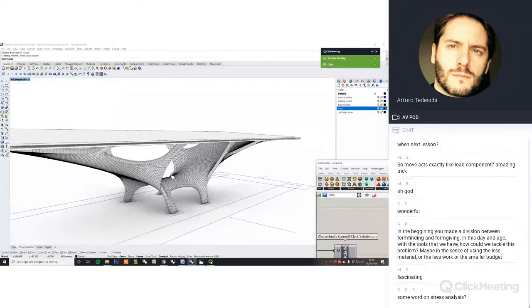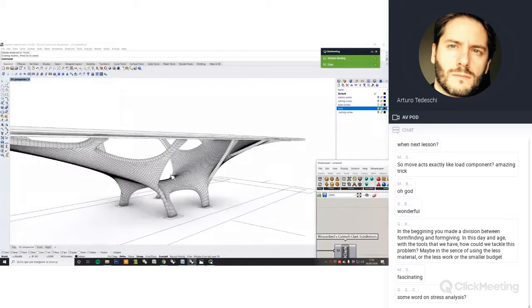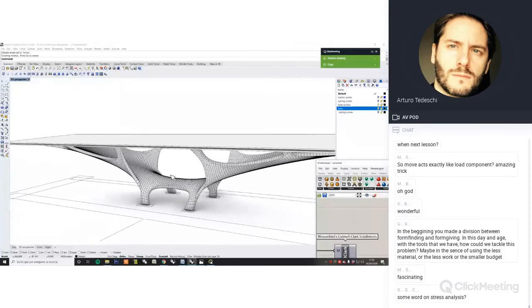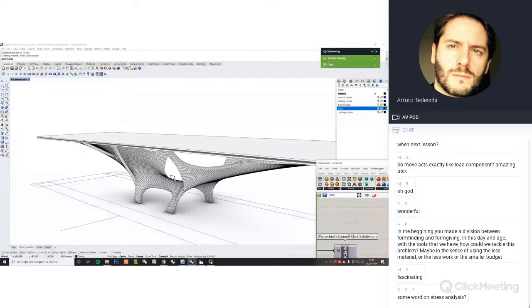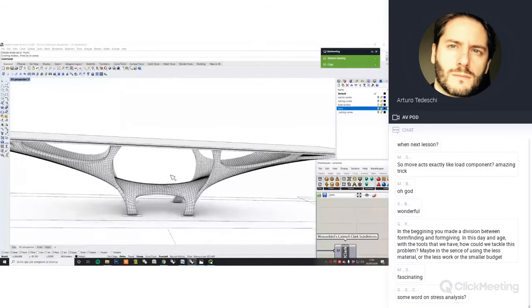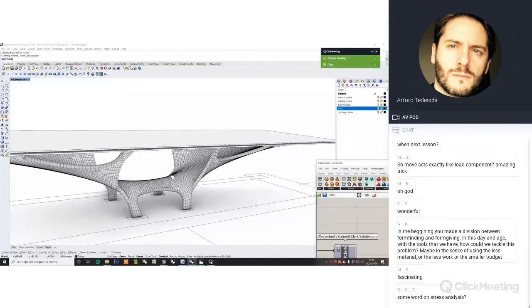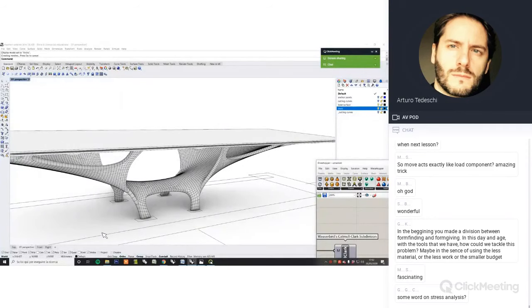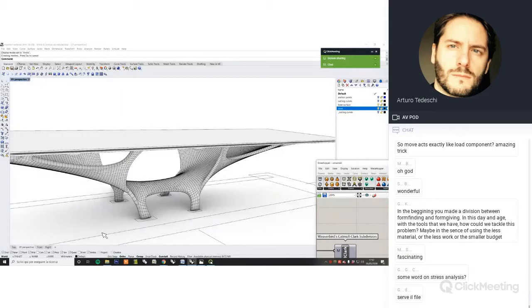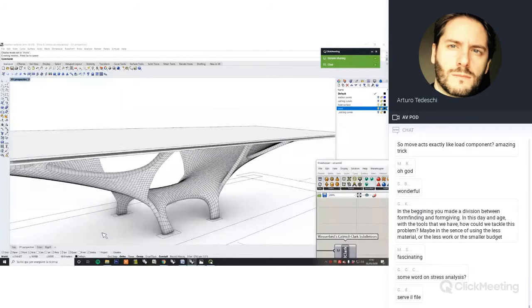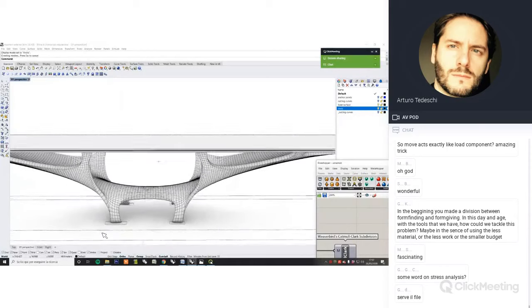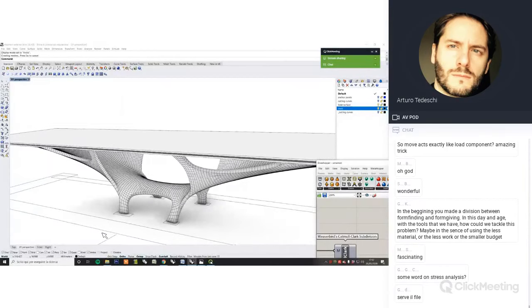And Kangaroo is a tool allowing us to simulate this kind of methodology. I don't see your chat right now, but I'm sure that probably there are questions about how to simulate the deformation of this bridge or of a structure. You have to play with other kinds of tools, one of them is Karamba or Millipede. So you can translate this object into a real structure and apply real world forces, materials, and then you can actually simulate and calculate deformation, bending moment, for example, and so on.